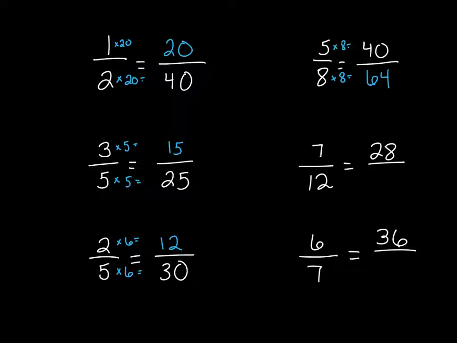For the next example, 7 over 12 equals 28 over what? So we do 7 times 4 equals 28. So since I have to multiply by 4 to get 28, I also multiply the denominator by 4 and get 48. Okay, for the next example, ask yourself 6 times what is 36? And that would be 6. So we'll do 7 times 6, which is 42.